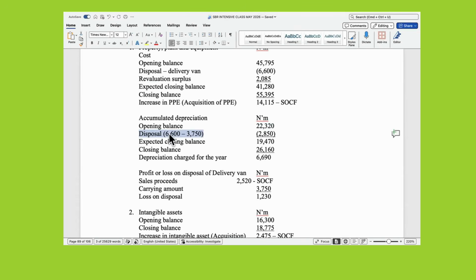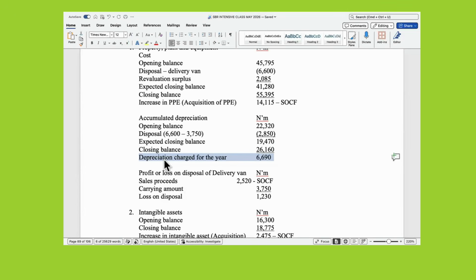Given that I was given the cost of the asset disposed and the carrying amount of the asset disposed, the difference between the two is the accumulated depreciation on the asset disposed. If I remove that, my expected closing balance of accumulated depreciation should be this. But was it this? No, it was actually 26,160. It's increased. That increase is depreciation for the year. And since I'm using the indirect method, this will be useful because I need to add it back.